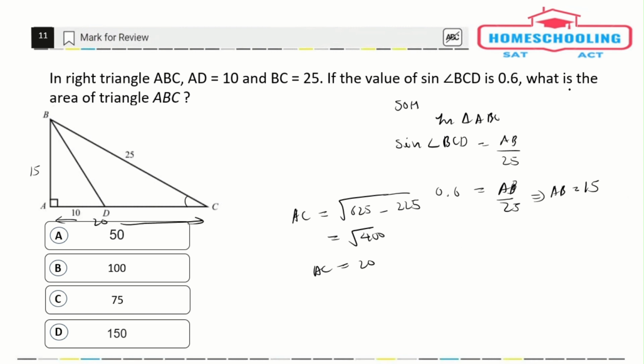So we have to find what is the area of triangle ABC. The area of right triangle ABC would be half into base into height. AC is the base, 20, and BA is the height. So half into base into height, 10 times, so your answer would be 15 into 10, 150. So your option D would be the correct answer.